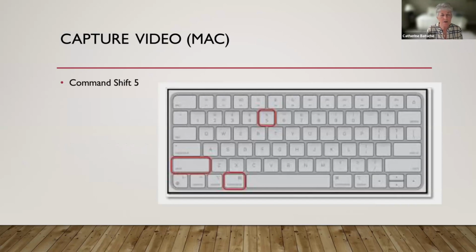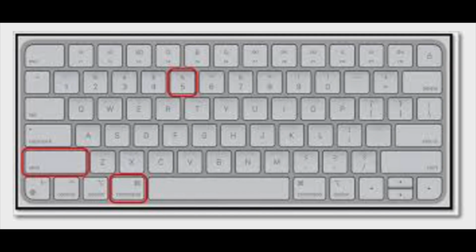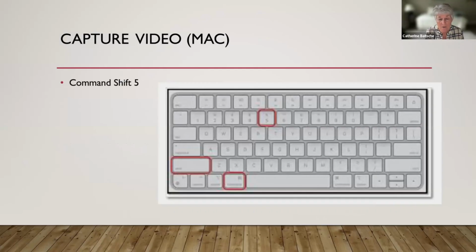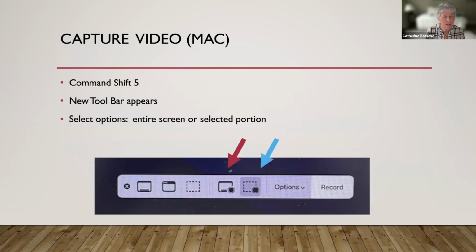So to capture video on a Mac, you just click on Command Shift 5 simultaneously. Some of you may know that you do Command Shift 4 to do a screenshot. Well, to do a video recording, you just use Command Shift 5. When you do that, a new toolbar appears, and you'll see that you can select the option of the entire screen or the selected portion. The red arrow points to the selection for your entire screen, and the blue arrow shows the selected portion.